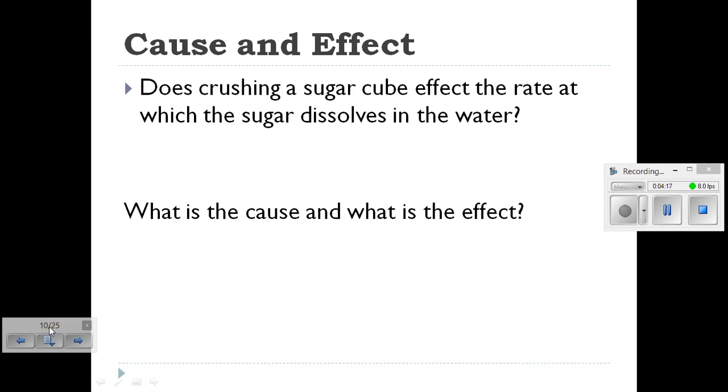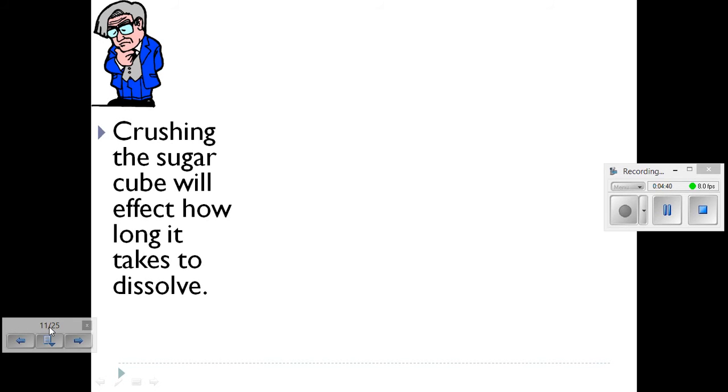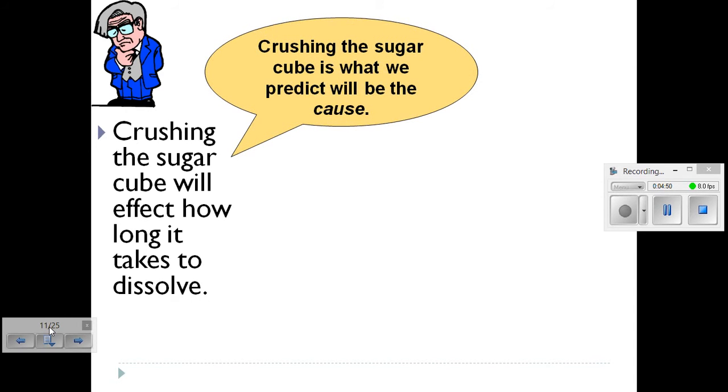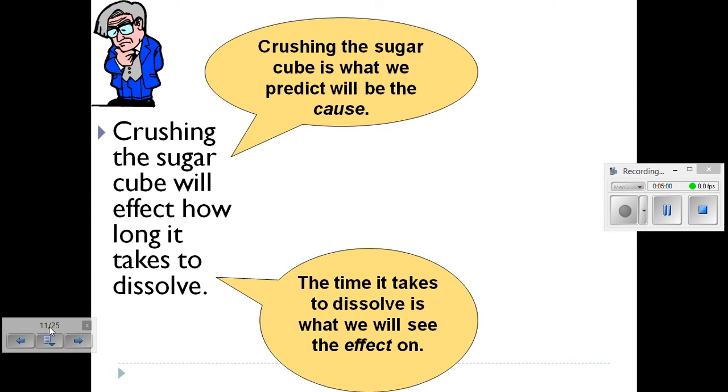First things first, does crushing a sugar cube affect the rate at which sugar dissolves in the water? Now, in order to understand cause and effect relationships, one precedes the other. So we have to think about what is the cause and what is the effect in this scenario. So, crushing the sugar cube will affect how long it takes to dissolve. Crushing the sugar cube is what we predict will be the cause. And the time it takes to dissolve is what we will see the effect on.